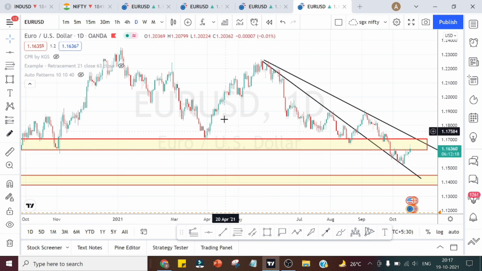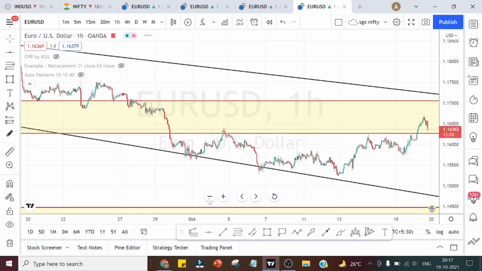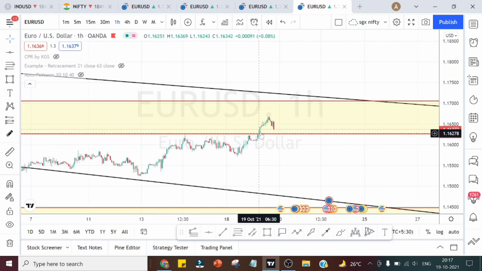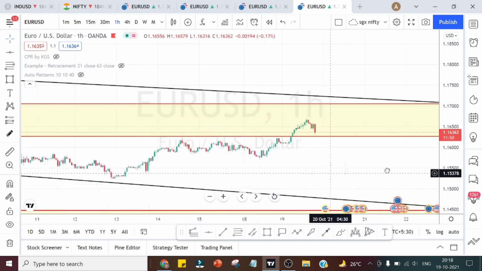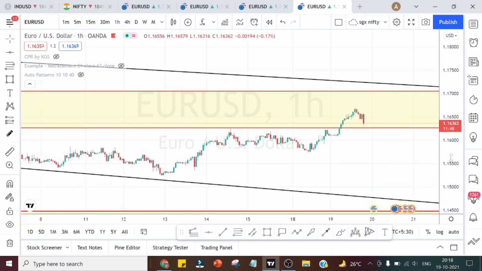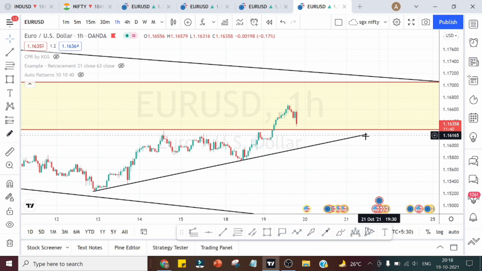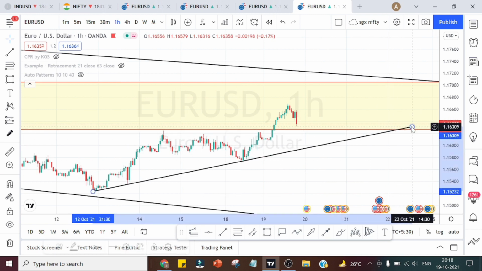Let us do the analysis in hourly time frame. So presently when we notice it, market is actually inside the resistance area and it is trying to break this resistance area and go and test the upper side of the resistance area. But presently it is actually retracing. Let us draw the trend line. So when we notice it here, it is moving in an uptrend on a trend line.